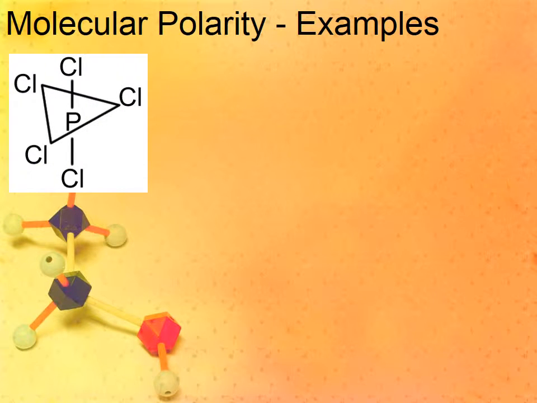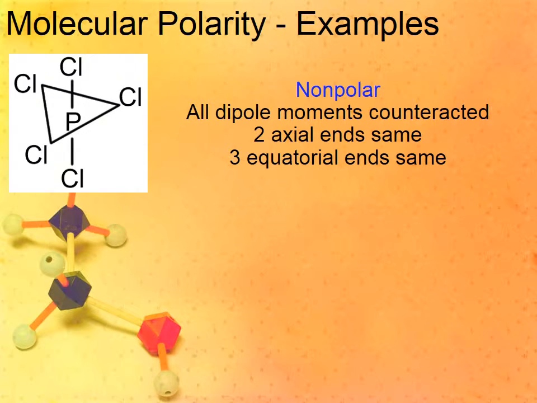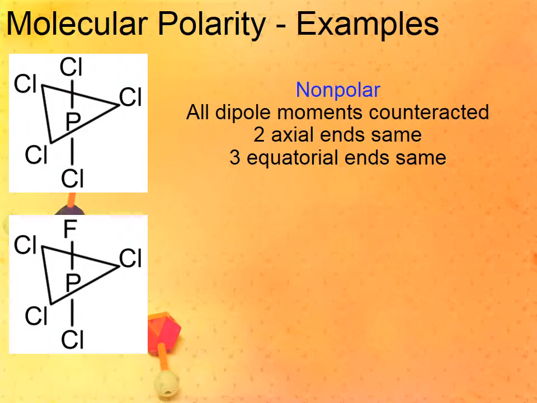Let's look now at the polarity of molecules that have an expanded octet. Let's take a look at phosphorus pentachloride. Is this polar or nonpolar? What do you think? Well, the molecule is definitely nonpolar because all the dipole moments are the same for all the bonds, and therefore they're all counteracted. And another way that you could look at this: both axial and equatorial attachments, ligands, are all the same. Therefore, this molecule is not polar.